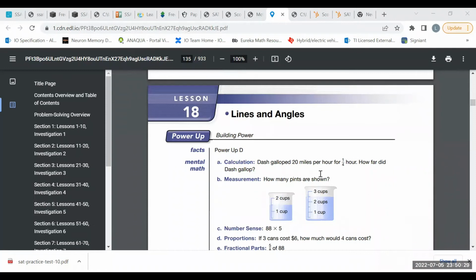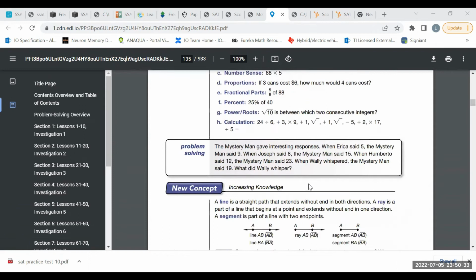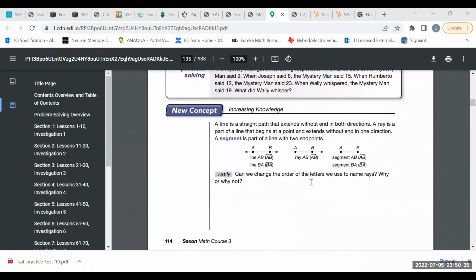All right, lines and angles, lesson 18. Okay, so what is a line? A line is a straight path, right? Now it can be limited by two endpoints, or it can go on towards infinity in both the directions, right?